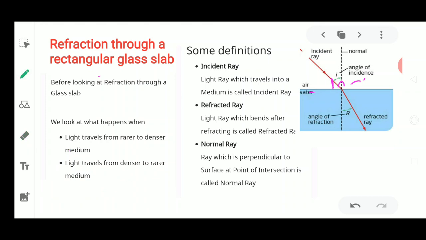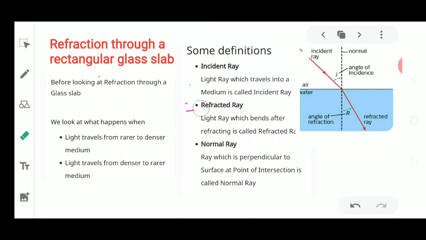Okay, so now there are certain other definitions also, like incident ray, refracted ray and the normal. As we have already discussed the laws of refraction in the previous videos, we have also seen the laws of reflection, where we went through these topics: incident ray, reflected ray and the normal. Here we will study the refracted ray, but the concept will remain the same. So what does incident ray mean? The ray of light which travels into the medium is known as the incident ray.